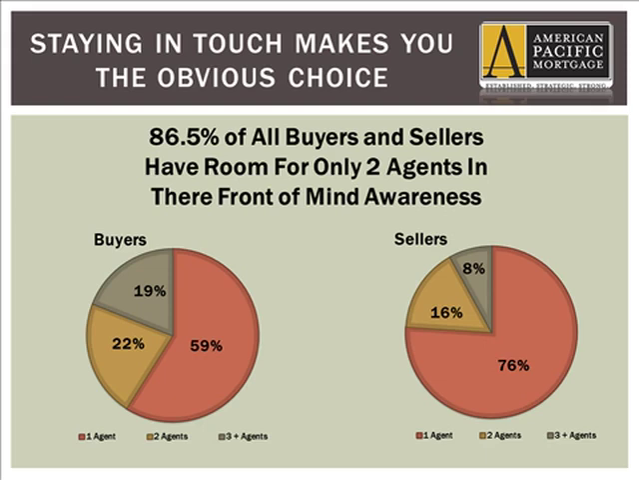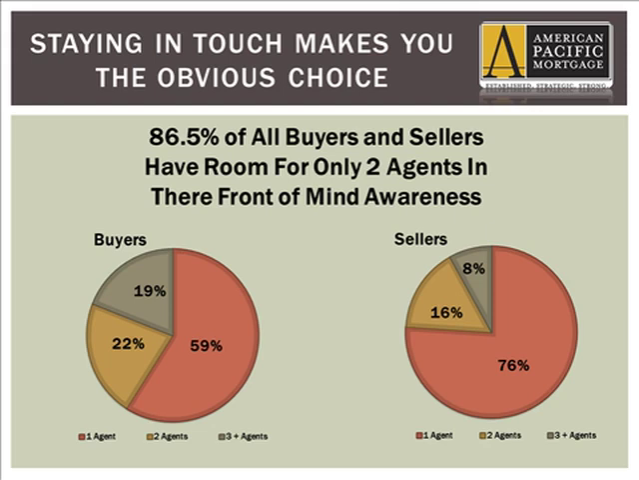This statistic has to do with front-of-mind awareness. These are people who were asked, buyers and sellers, when they were thinking about buying or selling their home, how many agents they could think of that could help them sell their home or buy a home. Interesting fact: 76% of the sellers said they could only think of one person. 59% of buyers said they could only think of one person to help them. Overall, 86.5% said, I can only think of one or two people that could possibly help me to buy or sell my home.